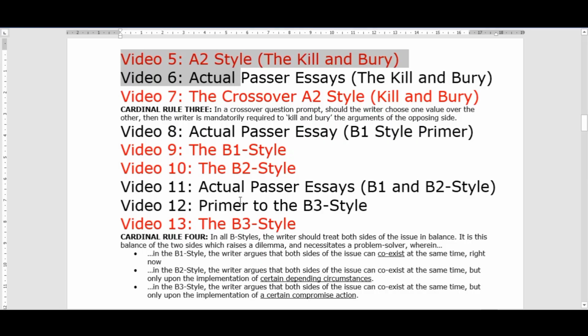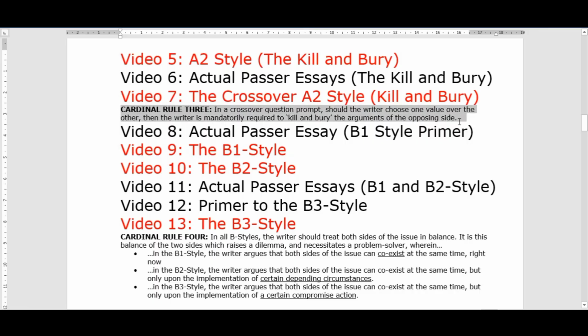From video number 7, we now talked about the crossover. For all intents and purposes, these are essay questions where two sides of an issue are mentioned, and then the prompt is something like discuss both views and give your opinion, or what are the advantages and disadvantages, these kinds of questions. And from here, we see cardinal rule number 3, which states that in a crossover question prompt, should the writer choose one value over the other, the writer is mandatorily required to kill and bury the arguments of the opposing side.